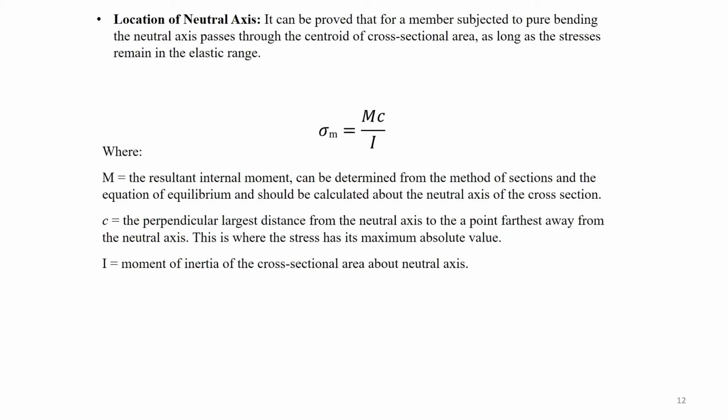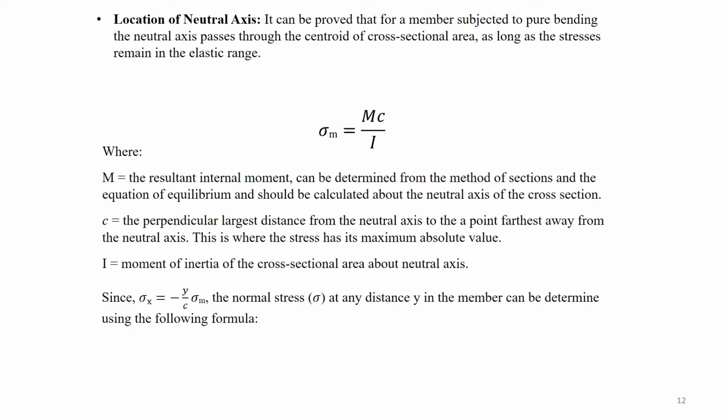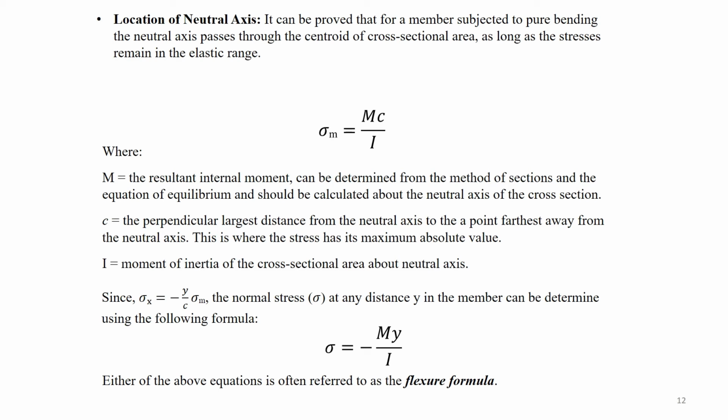Since sigma x equals negative y by c times sigma m, the normal stress sigma at any distance y in the member can be determined using the following formula. Sigma equals negative M times y by I. Either of the above equations is often referred to as the flexure formula.